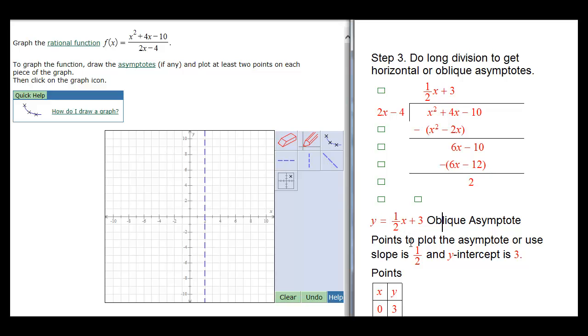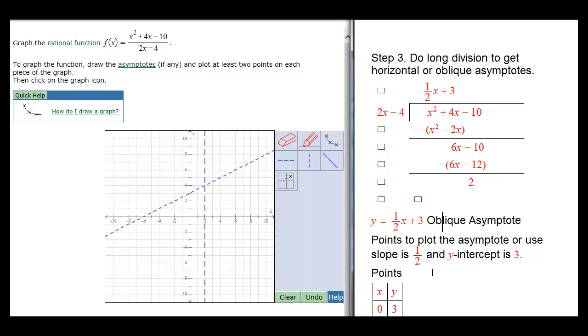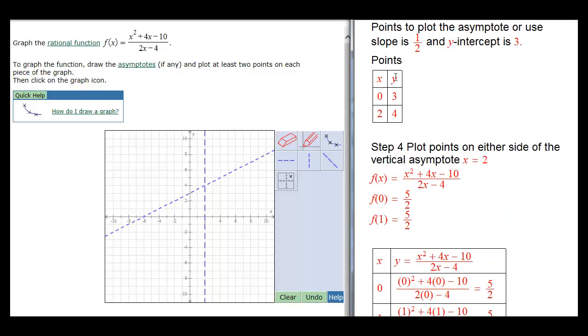1/2 is our slope. 2 ways we can plot the oblique asymptote. Half is a slope, 3 is the y-intercept. So plot 0, 3, and then 1 up and 2 over. Or you can actually physically plot points. If you plot points, just use this tool here to plot points, or simply grab the oblique asymptote tool. 3 is our y-intercept, and then 1 up and 2 over, which will give you that. So now we have our oblique asymptote plotted. So remember, you can either plot points or you can use slope-intercept form.